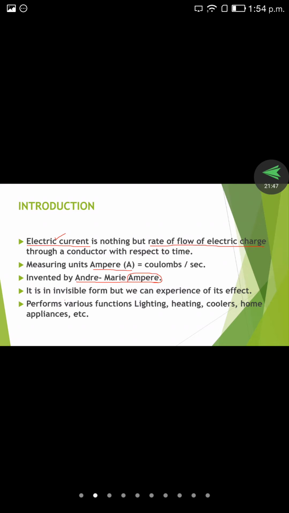Next, it is in invisible form. Electricity is always in invisible form, but we can experience its effects.